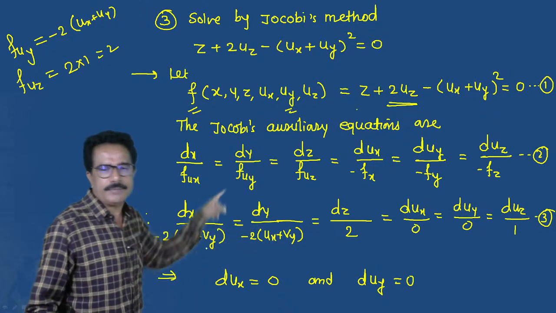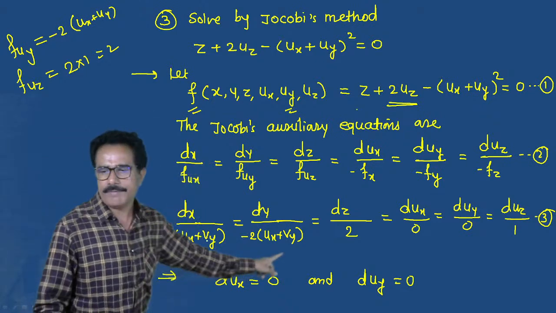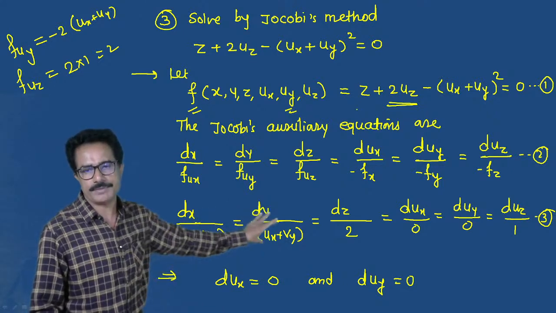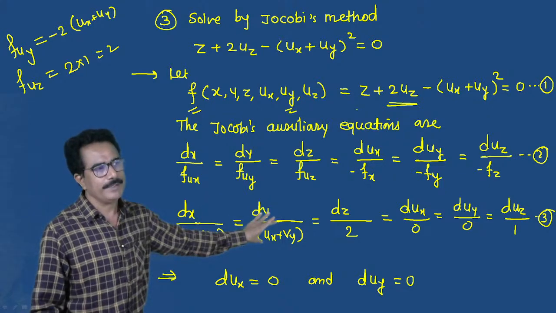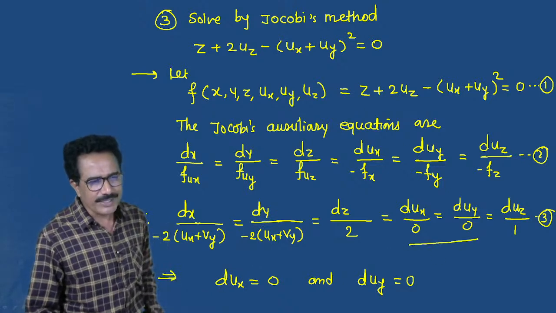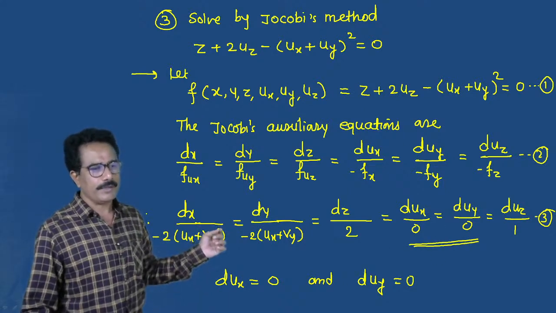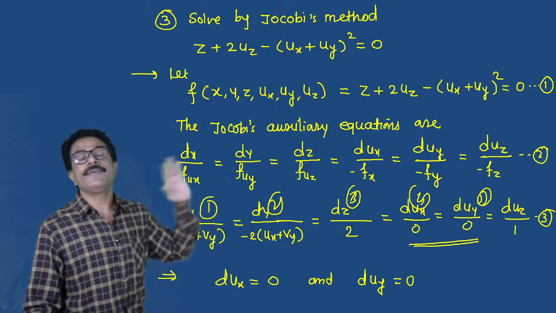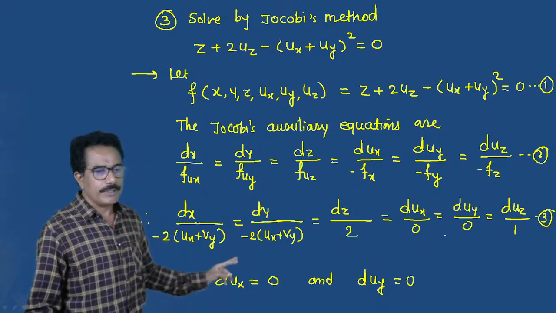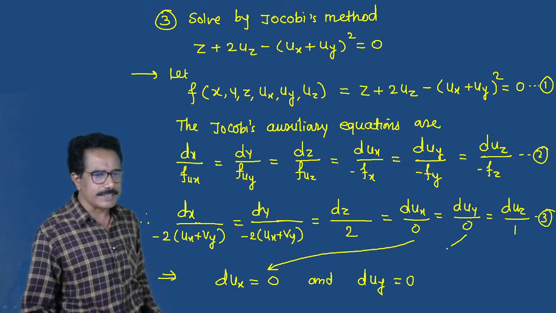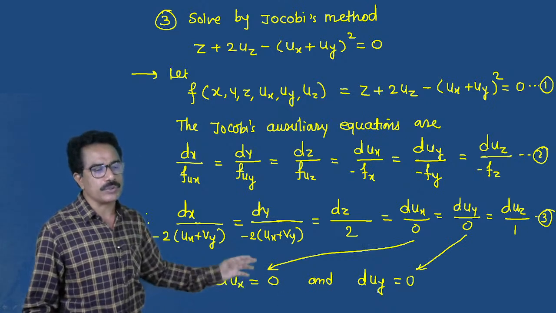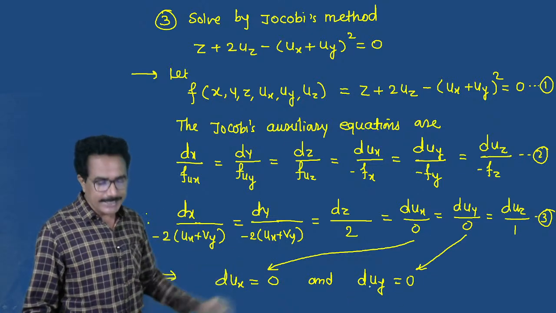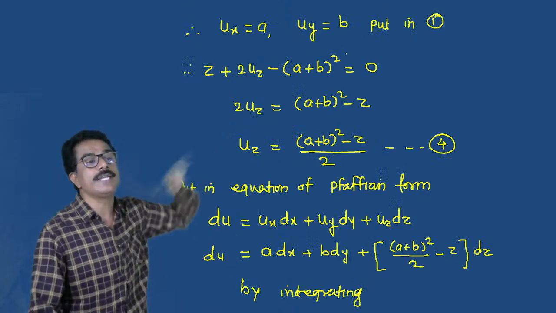Putting all these values, so put all these values in this auxiliary equation. So we can write this. So our auxiliary equation, Jacobi's auxiliary equation, becomes this. Okay. Now here in this case we can solve easily, which first, second, third, fourth and fifth. Fourth and fifth fraction we can solve easily. So you can take these two. So from this, from 3 we can write dux is equals to 0, duy is equals to 0. This implies that by integrating we can write ux is equals to a, uy is equals to b.